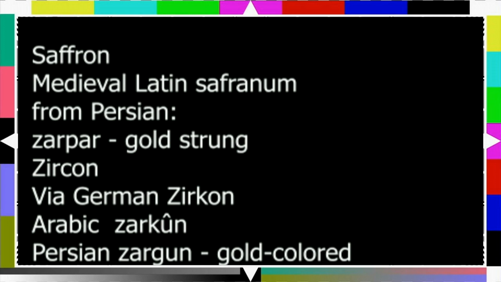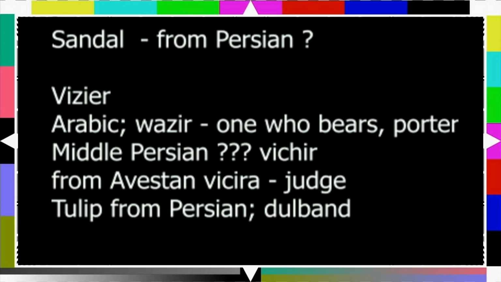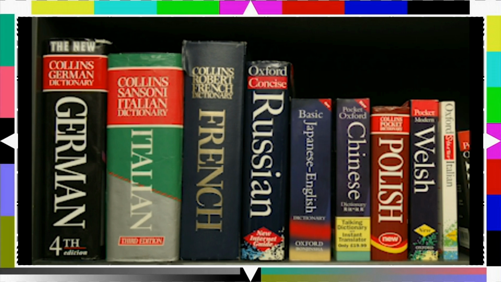More Persian words that found their way into Arabic. Sandal, for example, vizier. Is that from wazir, the Arabic, meaning someone who carries? Or is it from Middle Persian, vishir, which means judge? Tulip, surprisingly, is from Persian, dulband. And the idea of china being used to describe plates and crockery is also Persian.